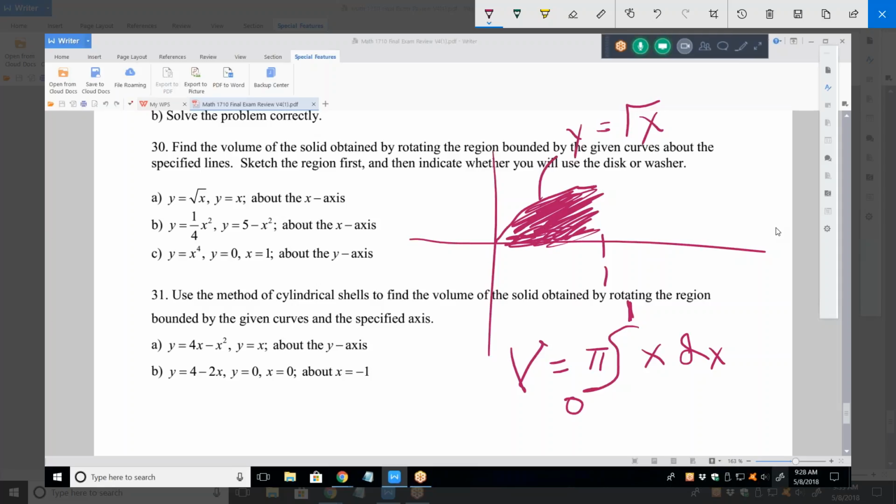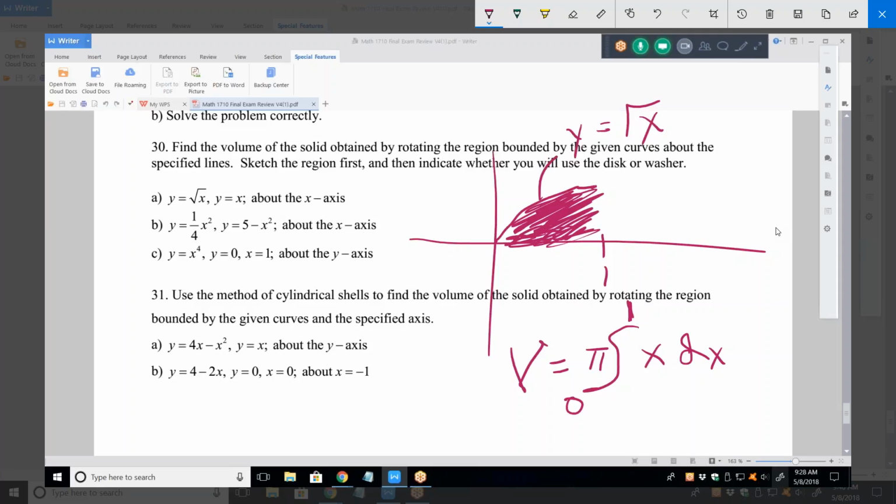When you look at cylindrical shells, you need to figure out the skinny side of that cylindrical shell and what is it perpendicular to? Is it perpendicular to the x-axis or the y-axis? Now, okay, so you know the difference between disks and washers.